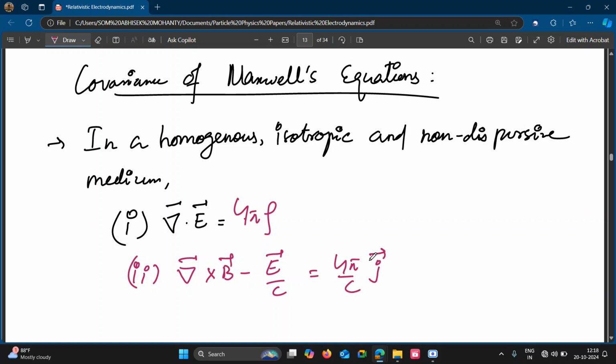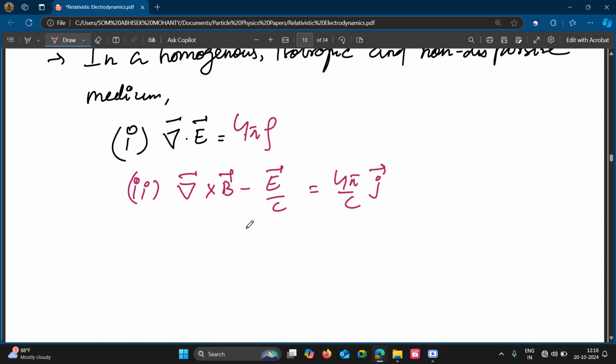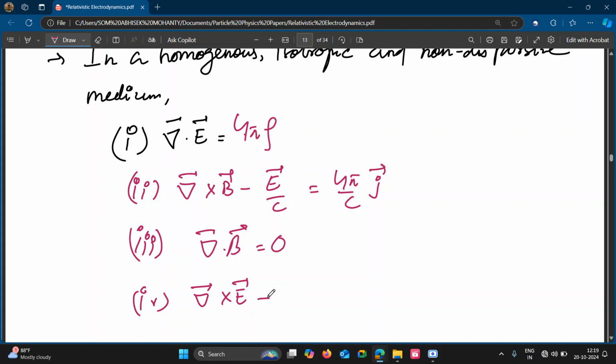Next equation is, these are different forms of Maxwell equations. Del dot B is equal to 0, and the final one is del cross E plus (1/c) dB/dt is equal to 0. So there are two equations which don't have any sources, and there are two equations which have sources. Rho is your charge density, and J is your three-current density.